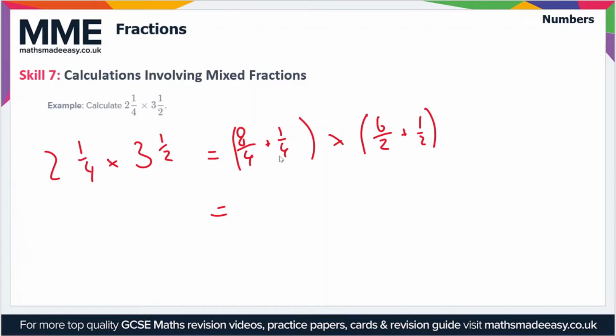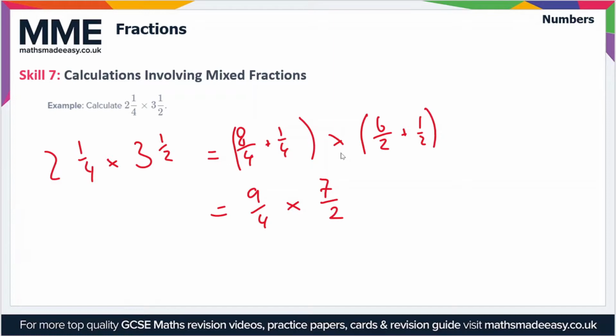So 8 over 4 plus 1 over 4 is 9 over 4. So this is now an improper fraction, or a top-heavy fraction. And we're multiplying this by what's inside this bracket. So that's 6 over 2 plus 1 over 2, which simplifies to 7 over 2. So we've got 9 over 4 times 7 over 2.